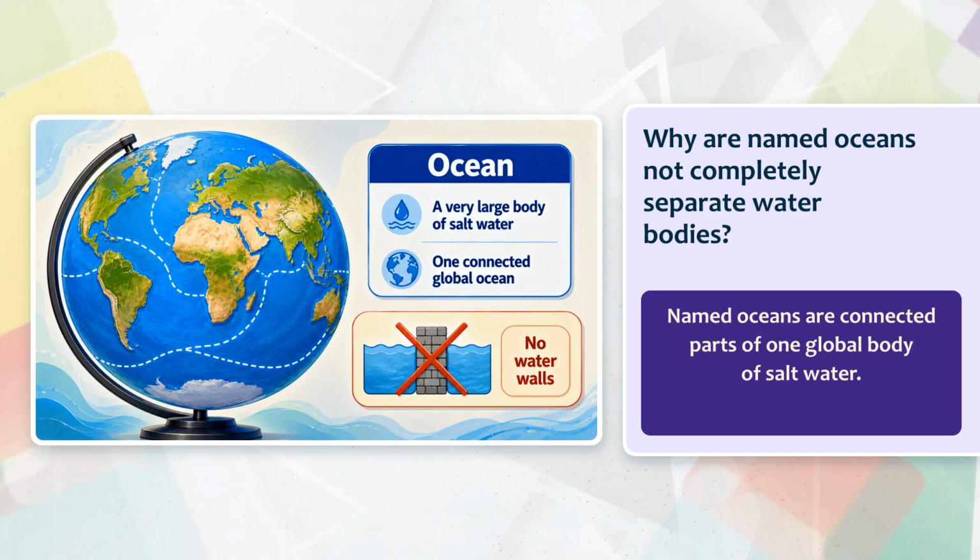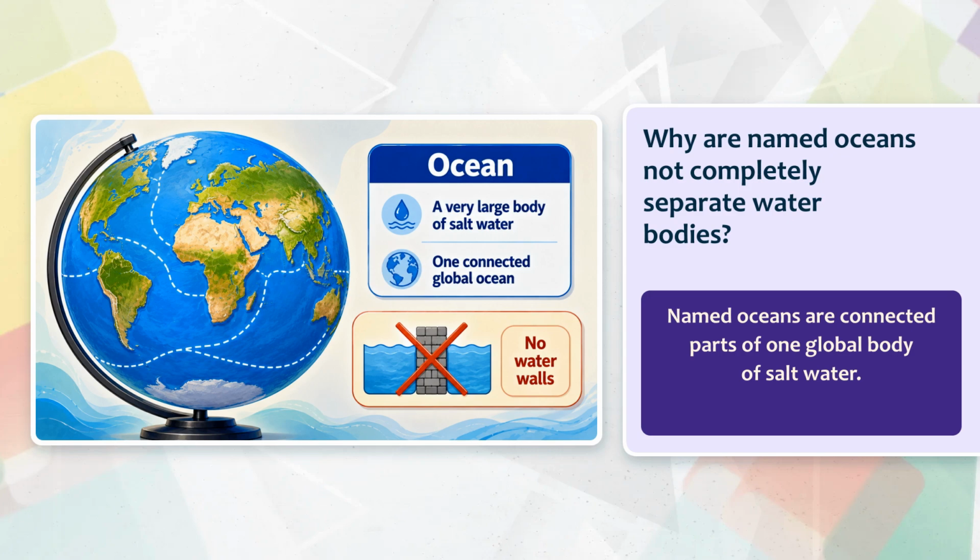Use the globe and the crossed-out wall clue. Why are named oceans not completely separate water bodies? The visual evidence gives us the reason. Named oceans are connected parts of one global body of salt water. The dashed zones show names, while the water itself continues between them.